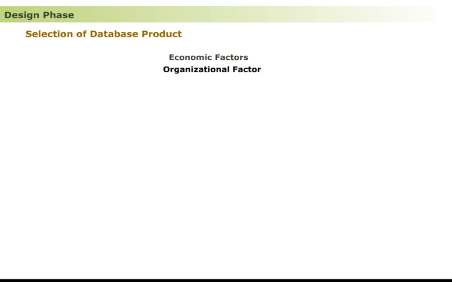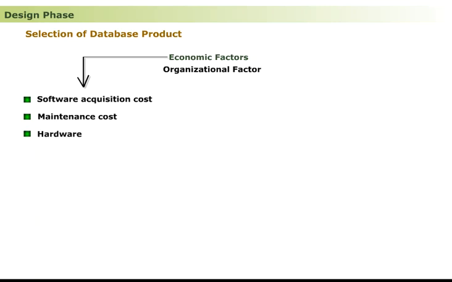Economic factors. The economic factors are software acquisition cost. The software acquisition cost includes the selected version of the DBMS product and other software needed. Maintenance cost. This is the recurring cost of receiving standard maintenance from the vendor and for keeping the DBMS version up to date. Hardware. The hardware cost includes new hardware needed such as additional memory, computers, disk drives.